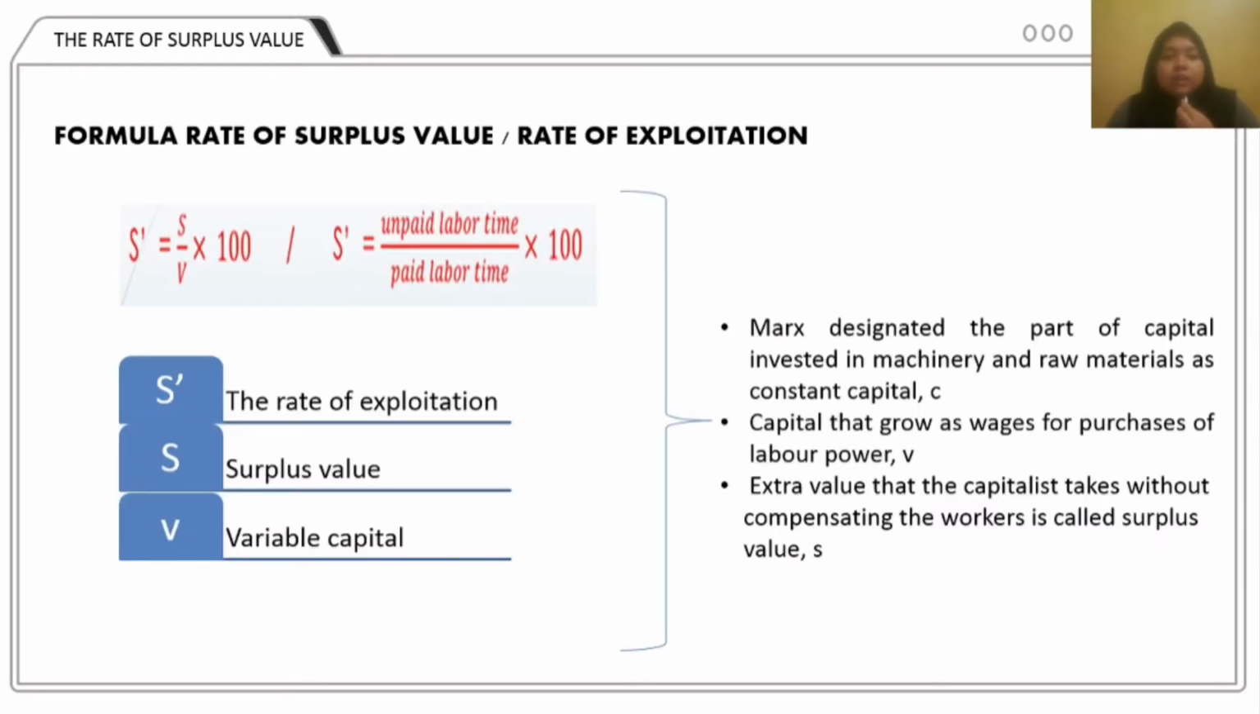Here you can see the formula for the rate of surplus value, or what we call the rate of exploitation. The formula is S over V multiplied by 100. S is surplus value, V is variable capital. Marx designated the part of capital invested in machinery and raw material as constant capital, which is C. Capital spent as wages for purchases of labor power is V. The extra value that the capitalist takes without compensating the worker is called surplus value, which is S.